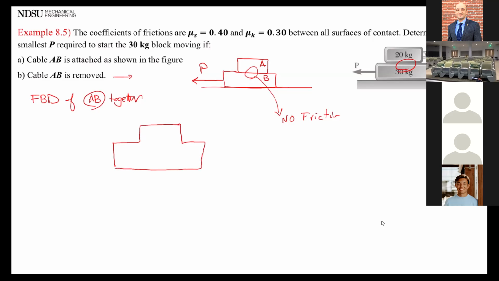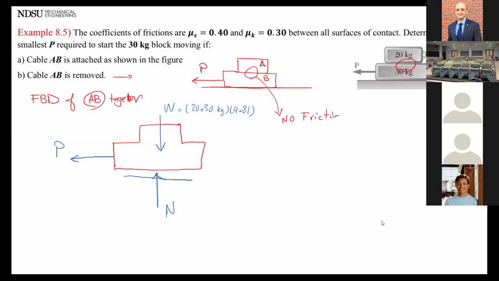Kind of like this. There we go. Outline, one block. Then I put active forces on there, which is the force P that is trying to move it. And there's also weight, which in this case is 20 plus 30 kilograms, times 9.81, both of them. And then reactive forces, a normal force and a tangent force, which is a friction.